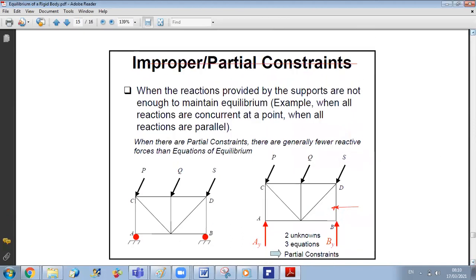Here you have the case of improper or partial constraints. So in this slide, you have, for example, two rollers. Two rollers can only develop reaction in Y, so no possibility for reaction development in X. Therefore, since you have X components in your loading, your structure cannot be in equilibrium in this case. So in case of improper constraints, the reactions provided by the supports are not enough to maintain equilibrium. For example, when all reactions are concurrent at a point, or when all reactions are parallel, they cannot ensure equilibrium.